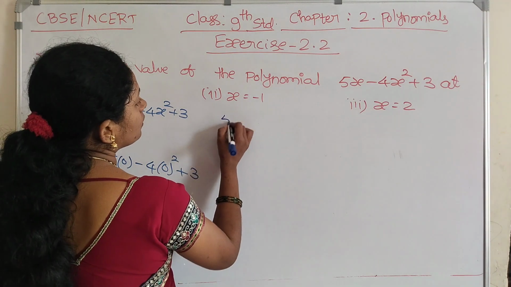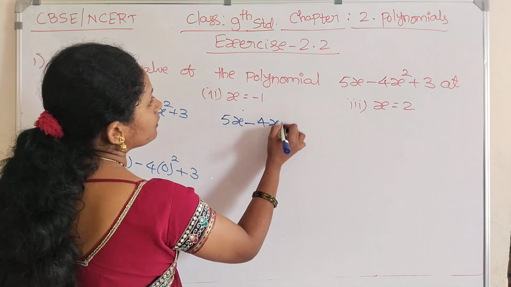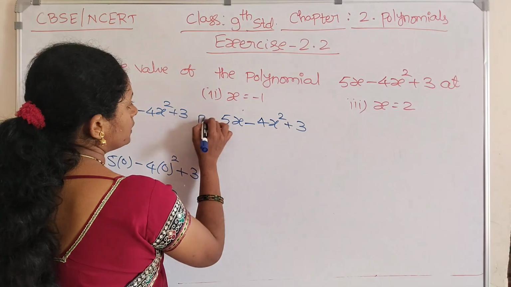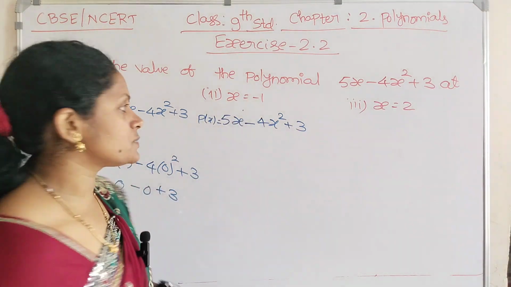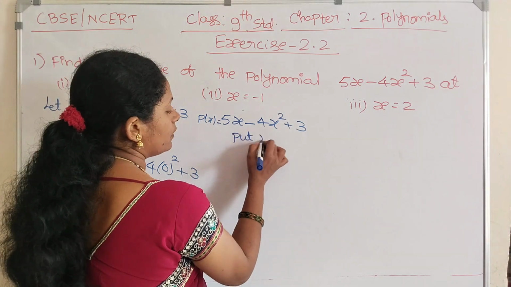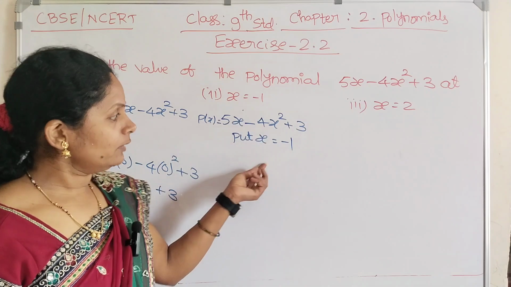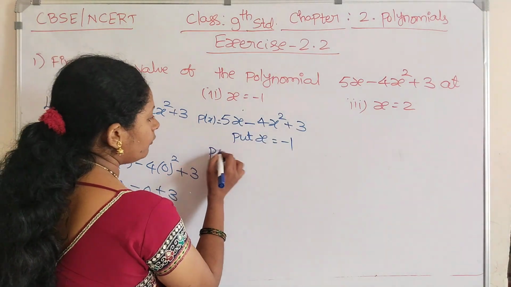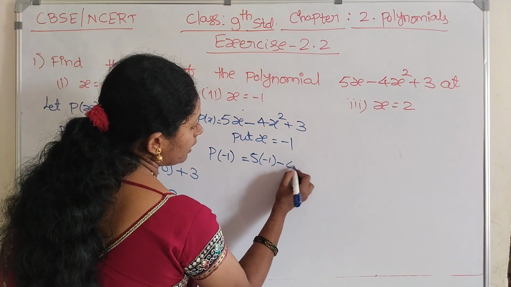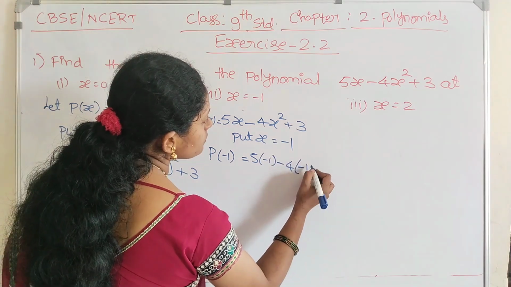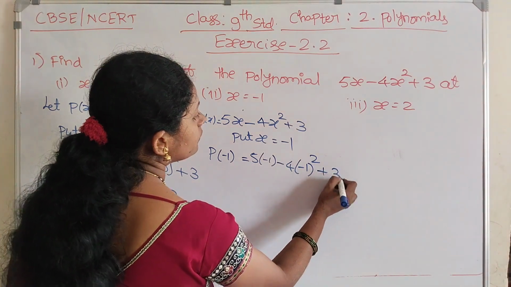Next, this is our given polynomial, 5x minus 4x square plus 3. It is P of x. We have to substitute x is equal to minus 1. Put x is equal to minus 1. Wherever x is there, we have to substitute with minus 1. P of minus 1 is equal to 5 into minus 1 minus 4 into minus 1 whole square plus 3.